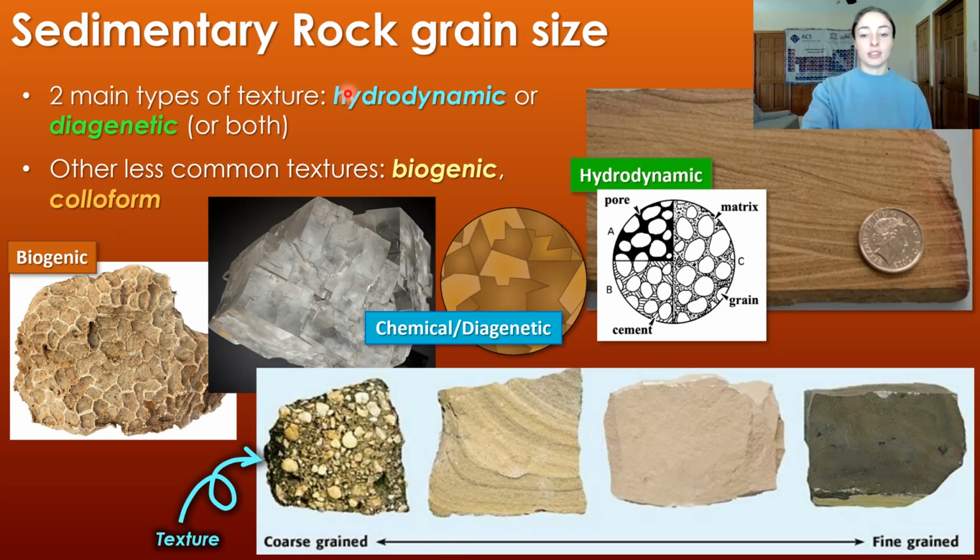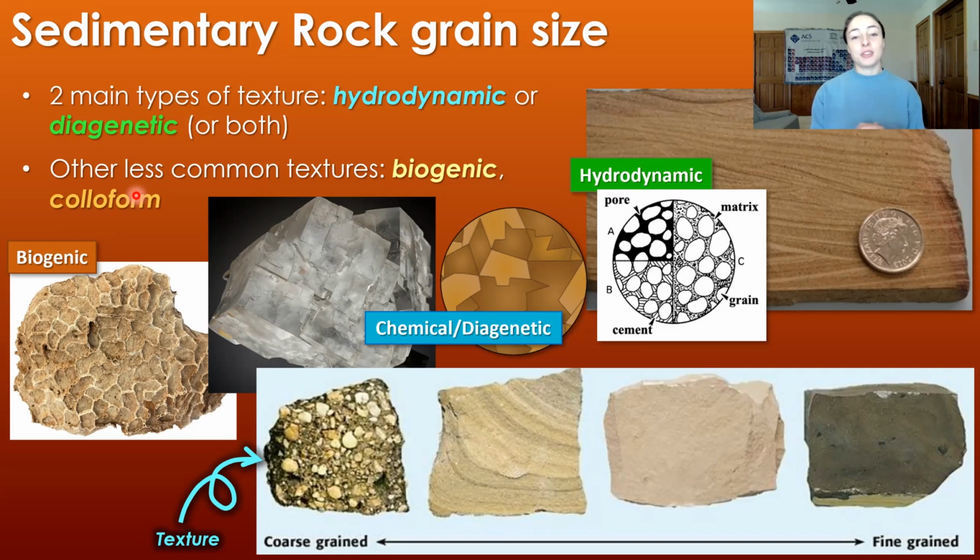and therefore they're defined as having hydrodynamic textures, whereas those that form directly from precipitation from solution, either as the primary deposit or as secondary precipitation in the pore spaces of detrital sediments as cement, are clumped into the diagenetic texture category. And these diagenetic textures are also sometimes called crystalline. And then the less common textures that we might see in sedimentary deposits are biogenic textures, when the rock is fully made by biology, or colloform, when produced by coagulation of a gel.